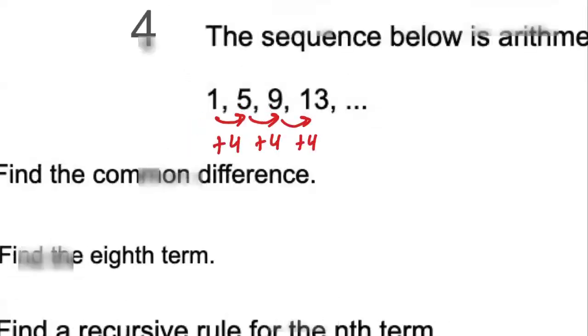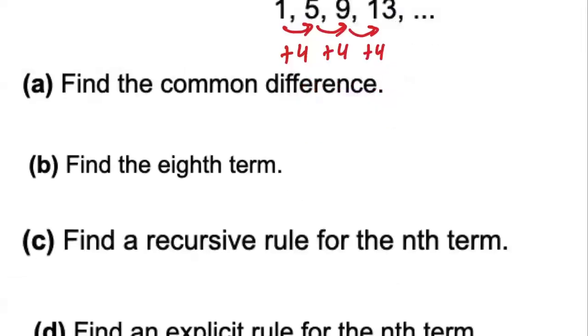Okay, so for part A, it says find the common difference. What would you type in for the answer? 4. Next, for B, we'll find the 8th term. What did you get? How did you get 29? Okay, very good. So in this case, you can just keep adding up to the 8th term.